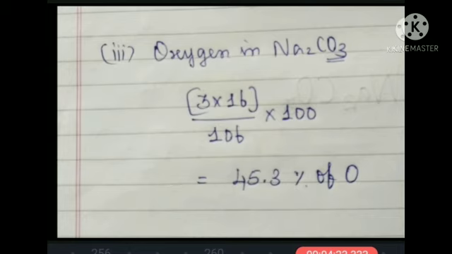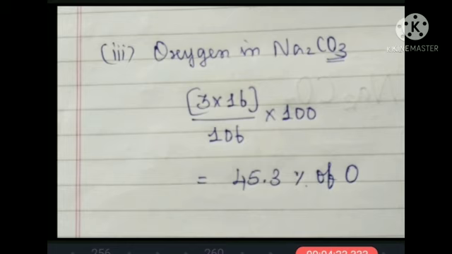Na2CO3. Here, how many oxygen atoms are there? 3 oxygen. So 3 into 16, 16 is the mass number. That will be written in the numerator, divided by the relative molecular mass of sodium carbonate, 106 into 100. So we get the answer 45.3% of oxygen. So here the question is various elements. We have to find out the percentage composition of various elements. So first we found sodium, next carbon and next oxygen.